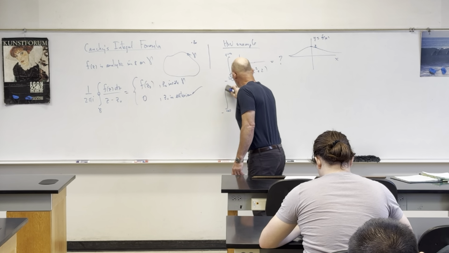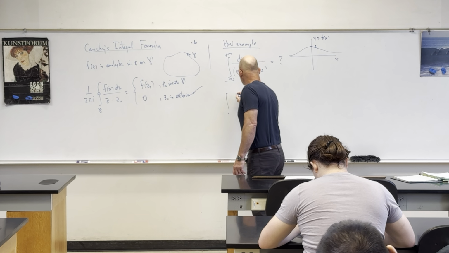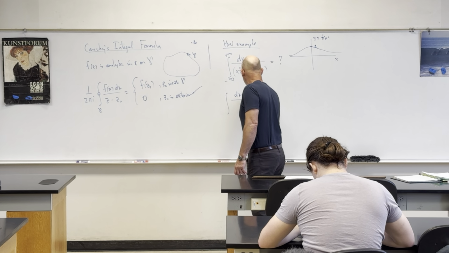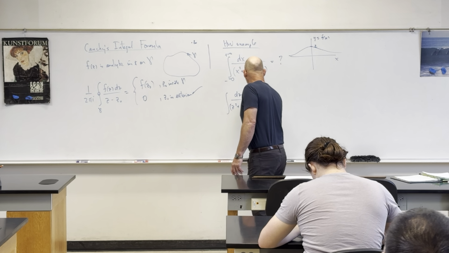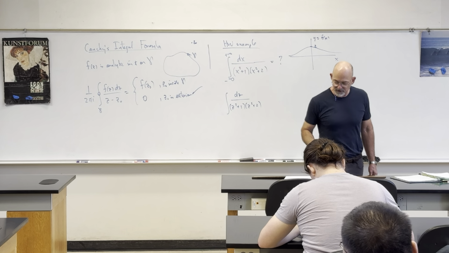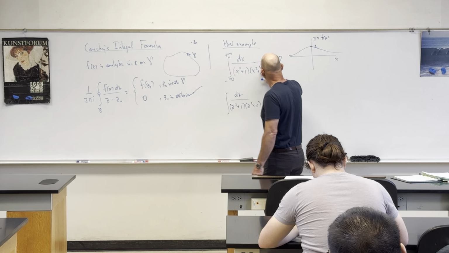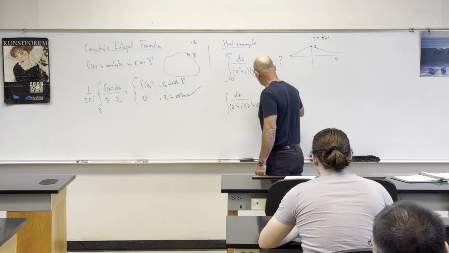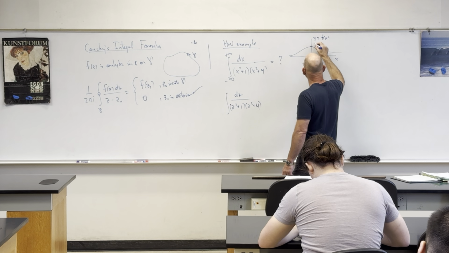In fact, we're going to go into the complex plane, and we'll just say dz over z squared plus 1 times z squared plus 2. Actually, did I write 2 in my notes? Let's do 4. It just gives us nicer numbers. Okay, so this is 4.